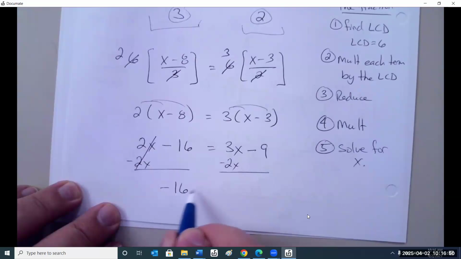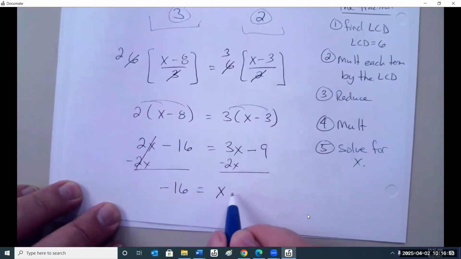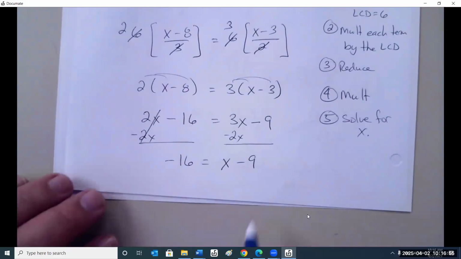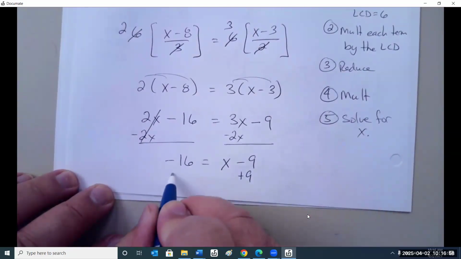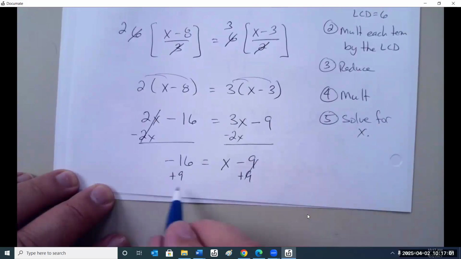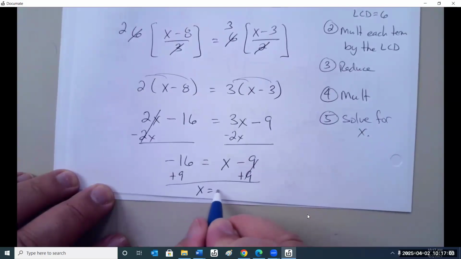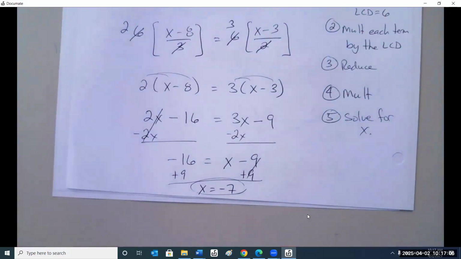So I have negative 16. 3x minus 2x is just x. Then I add 9 to both sides to get the x by itself. So x is equal to negative 7. Had we continued with what we were doing earlier, we would have gotten the same answer, but with more work. This is much easier.